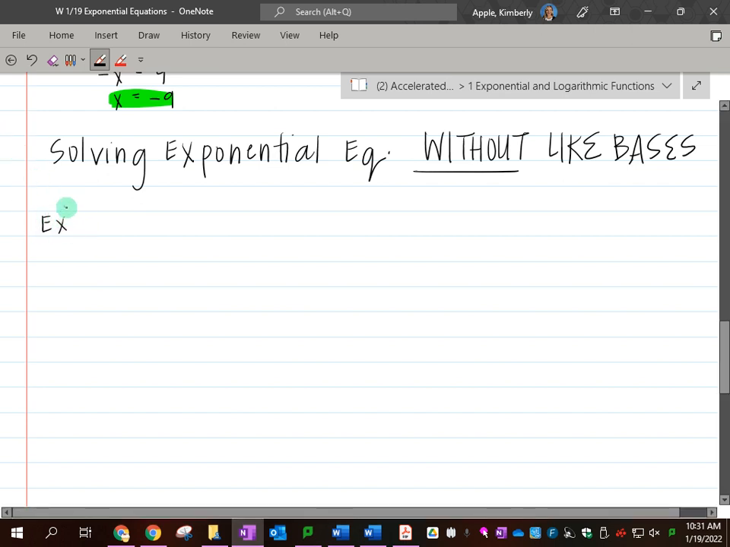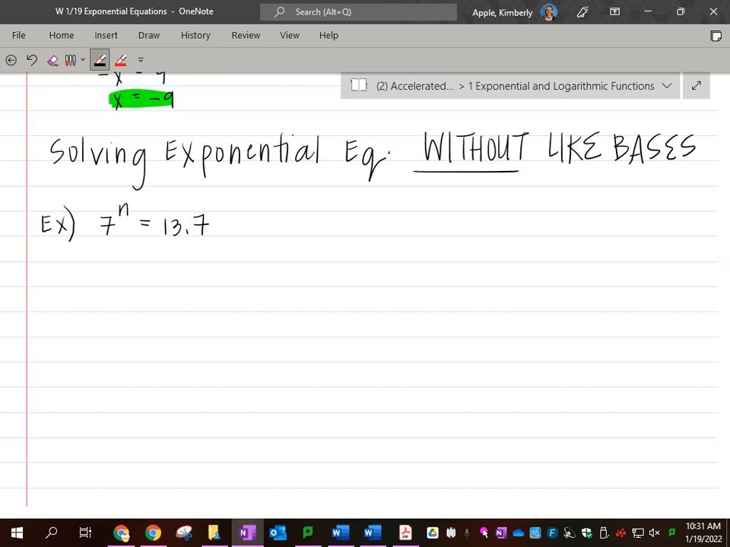So, all right, let's say we have 7 to the n equals 13.7. So notice how we've got that same thing that we did with the logs, where instead of having something to a power and something to a power, I've just got the power and then some random number over here.